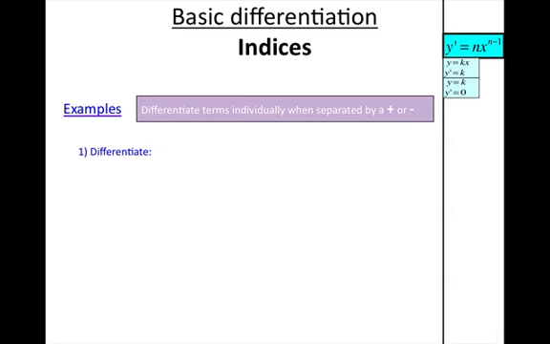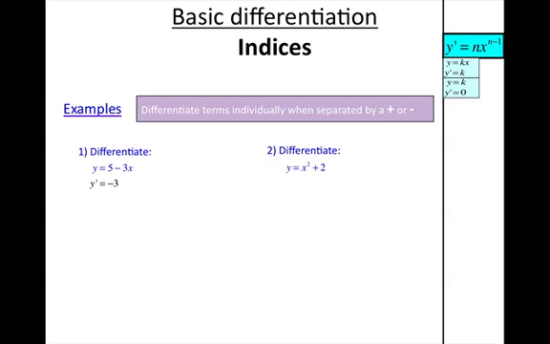So, first one, differentiate 5 minus 3x. Well, the derivative will be, the 5 is a constant, so that becomes 0, that disappears. And the minus 3x becomes minus 3. So the derivative of 5 minus 3x is just minus 3.